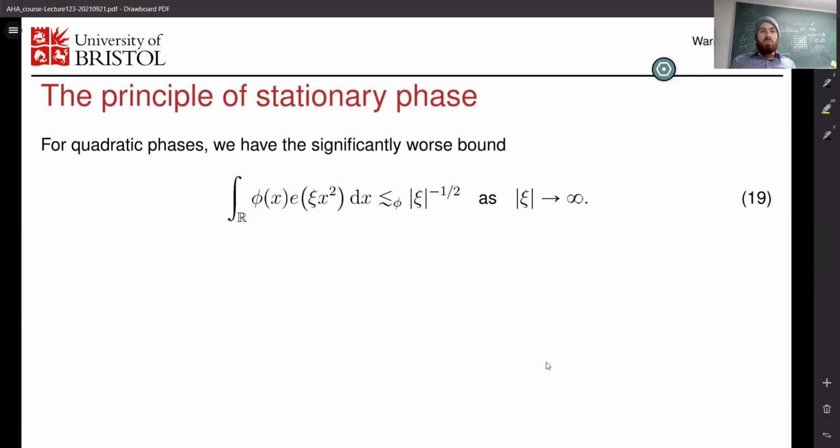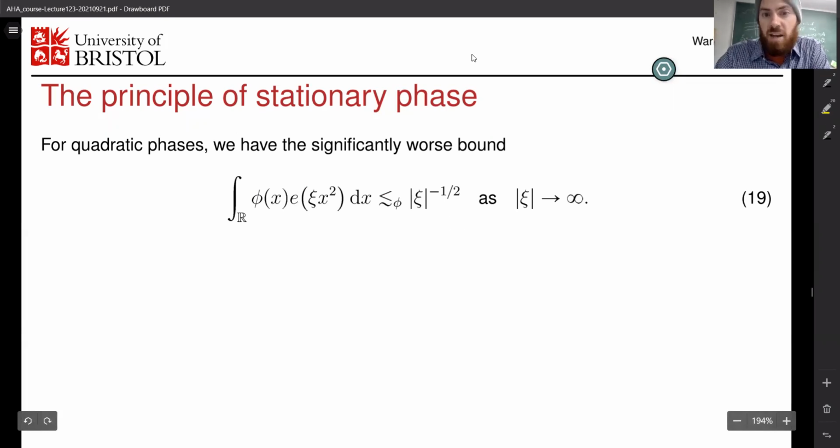Unfortunately now, if you talk about a quadratic phase, its first derivative is 2x. So the first derivative of x squared is 2x. That is 0 at x equals 0. So in particular, if we're looking on all of R, or even just the interval from -1 to 1, it doesn't have this nice bounded away from 0 property for the principle of non-stationary phase. Then it turns out that you actually get a much worse bound. You don't get arbitrary decay. You only get decay of order c to the -1/2 as c goes to infinity.